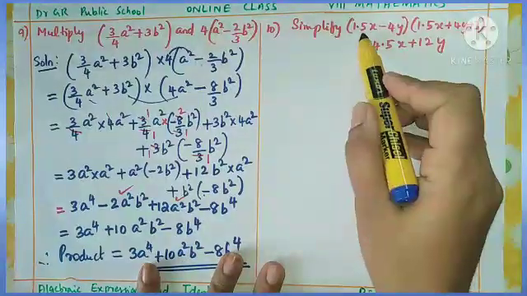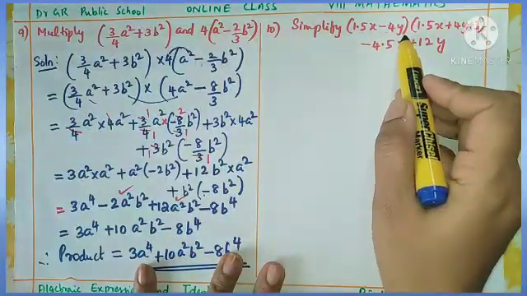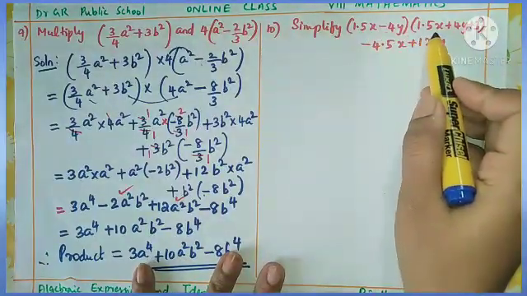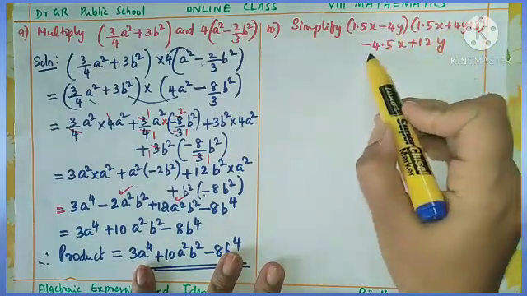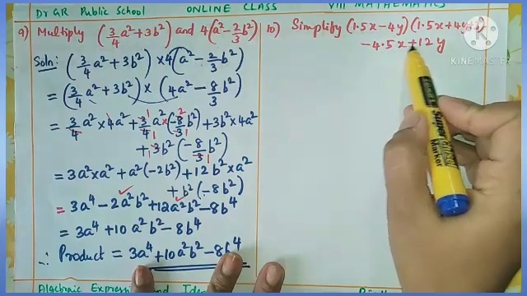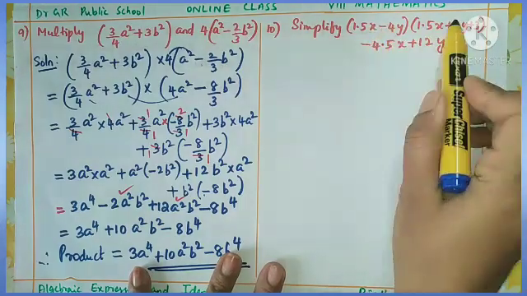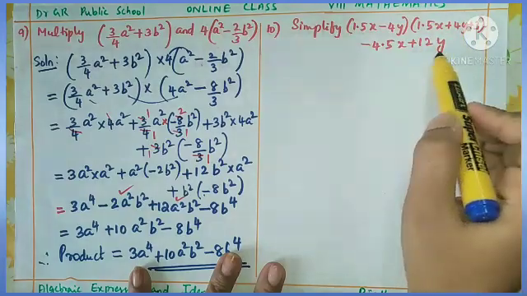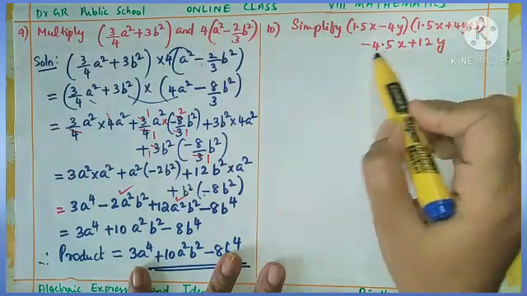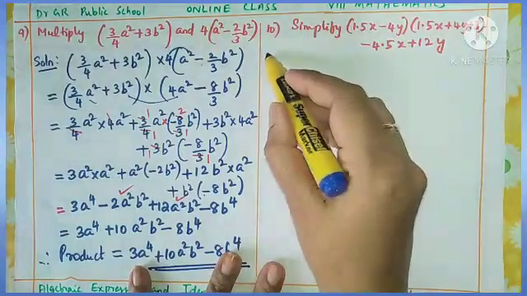Simplify (1.5x minus 4y) into (1.5x plus 4y plus 3), minus 4.5x plus 12y. So first you want to multiply these two brackets. Then from that you want to simplify, add this and simplify. Okay. So solution.